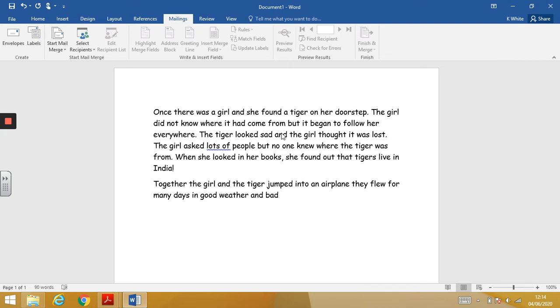The girl thought it was lost. But we could also, because I know some of us like to vary our conjunctions, you could include so. It makes sense. The tiger looked sad, so the girl thought it was lost. Because what we know at the end of the story is the tiger is sad, but not because he's lost, but because he's lonely. It says here, the girl asked lots of people, but no one knew where the tiger was from. When she looked in her books, comma, she found out that tigers live in India.